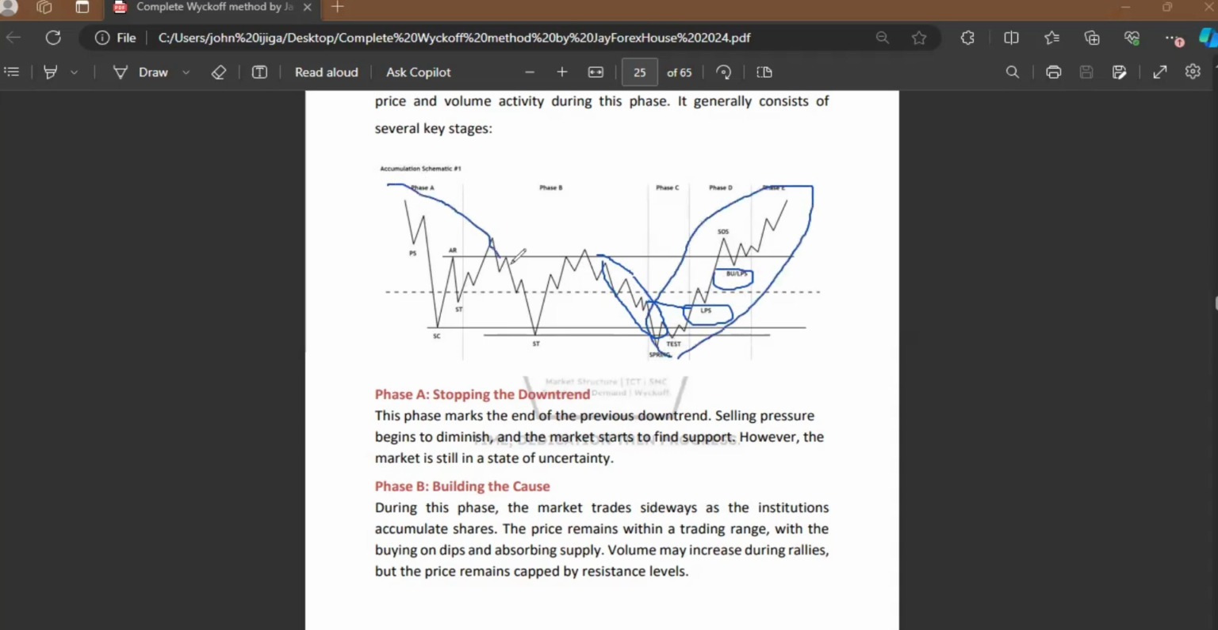So as you can see, from phase A you see the bearish movements. Within phase B, you see the accumulation. Within phase C, you see the manipulation. And in phase D and E, the markup starts and price starts to move to the next direction.